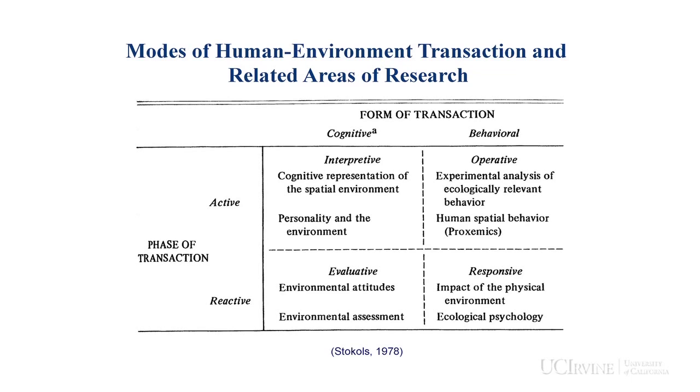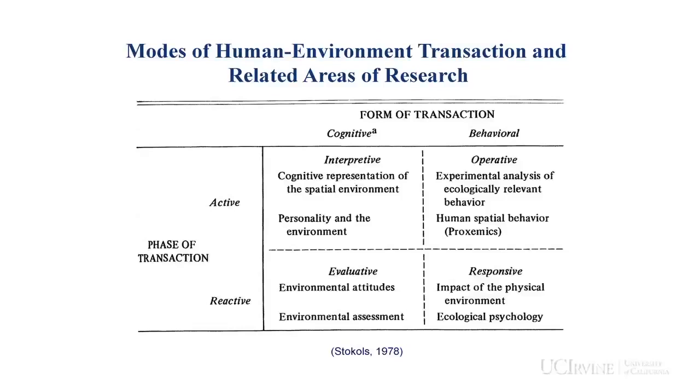Over here, active behavioral is where you're operating on the environment in some way. So if somebody crowds you in an elevator and you feel uncomfortable, a stranger, you might move back to increase your personal space. So you're taking charge of the space to make yourself more comfortable. That's a behavioral operative, an active behavioral thing to do. So we'll talk about human spatial behavior.